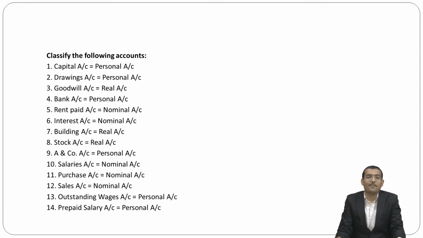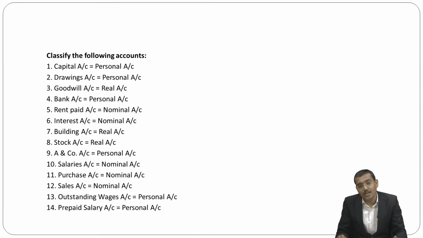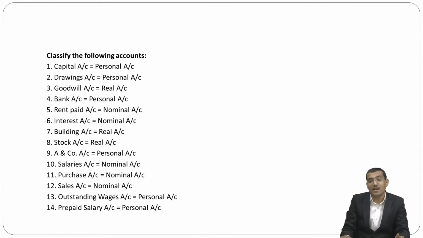Then bank account is a personal account. Then rent paid account is a nominal account. Then the interest is a nominal account. Then the building is a tangible real account. Then account A and company account, that is also a personal account. Then the salary and purchase account, these are nominal accounts. Then sale account is also nominal. Then outstanding wages is a personal account. Then the prepaid salary is also a personal account.